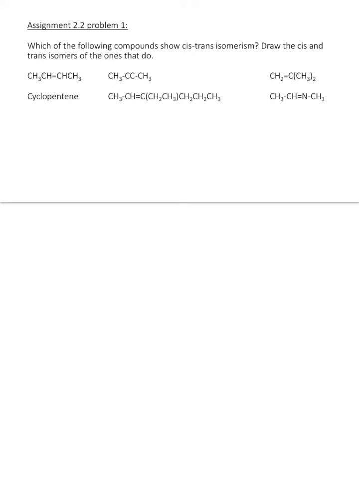This problem is on assignment 2.2, problem 1. Which of the following compounds shows cis-trans isomerism? Draw the cis and trans isomer, the ones that do. Okay, so CH3, CH, CH, CH3. The way you look at this is you look at the 2 carbons bonded by double bonds.